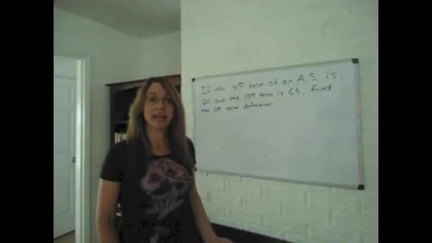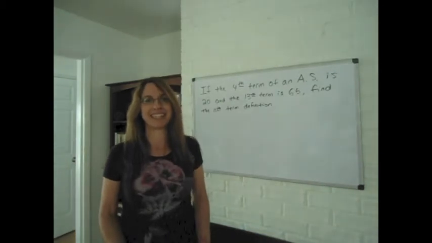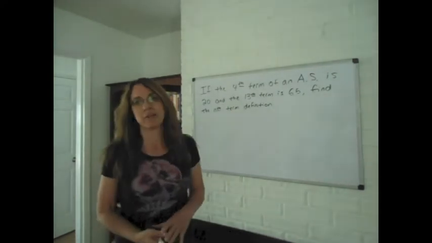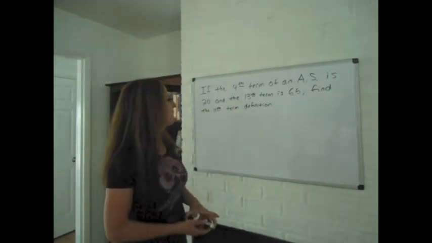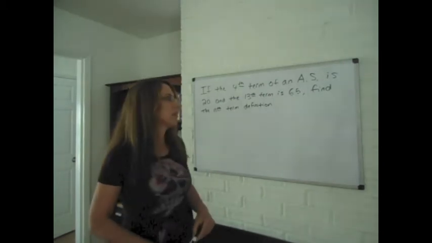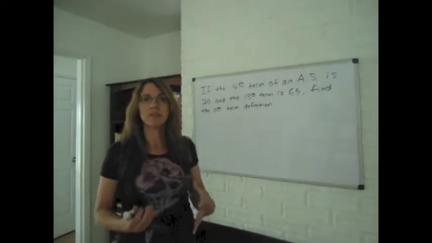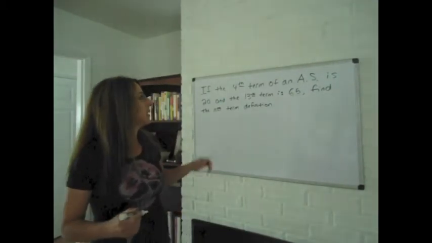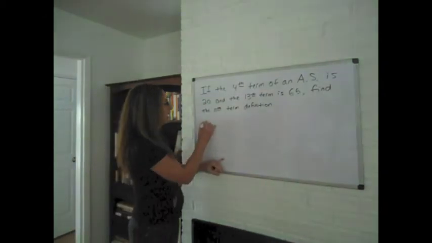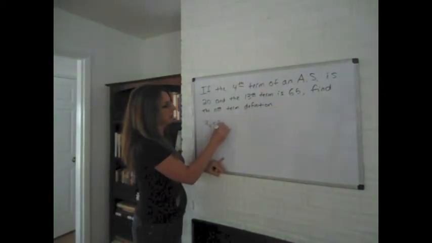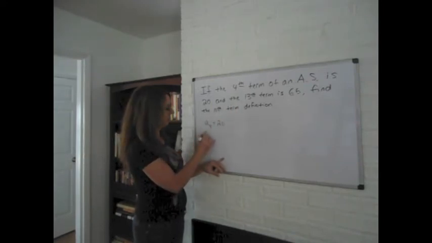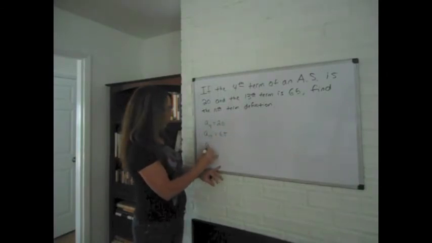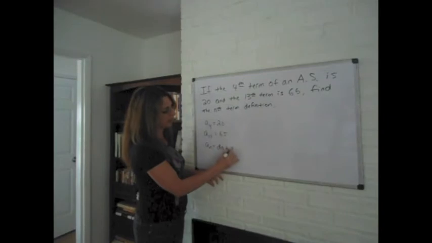Okay, now we're ready to move on to the next part of the arithmetic sequence and series lesson. We're going to be looking at problems like this. If the fourth term of an arithmetic sequence, that's AS, is 20 and the 13th term is 65, find the nth term definition. The first thing I do when I see a problem like this is get rid of the words. When I see the fourth term is 20, I write a sub 4 equals 20. The 13th term is 65, so a sub 13 equals 65, and they want me to find a sub n equals dn plus a sub 0.